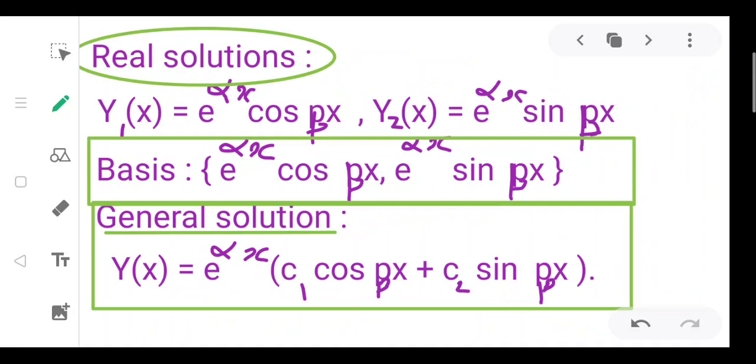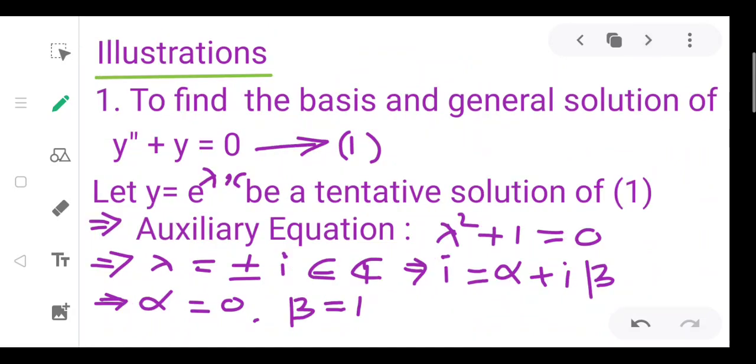Now we will illustrate by some examples. Okay, so illustration: to find the basis and general solution of the equation y double dash plus y equal to 0.